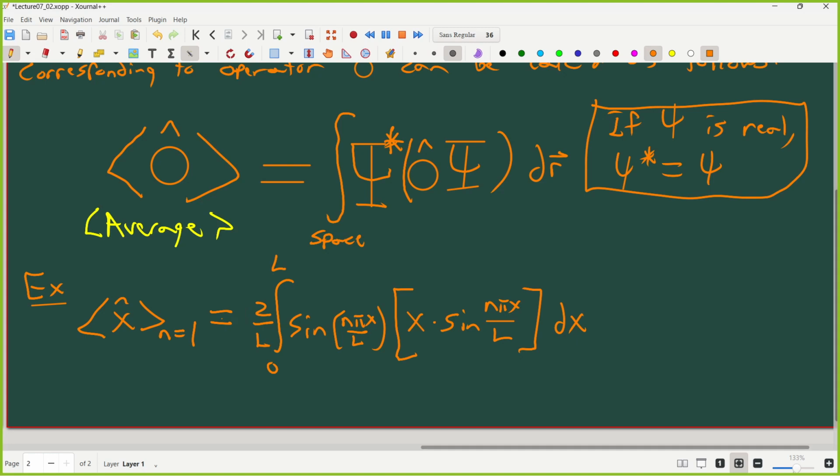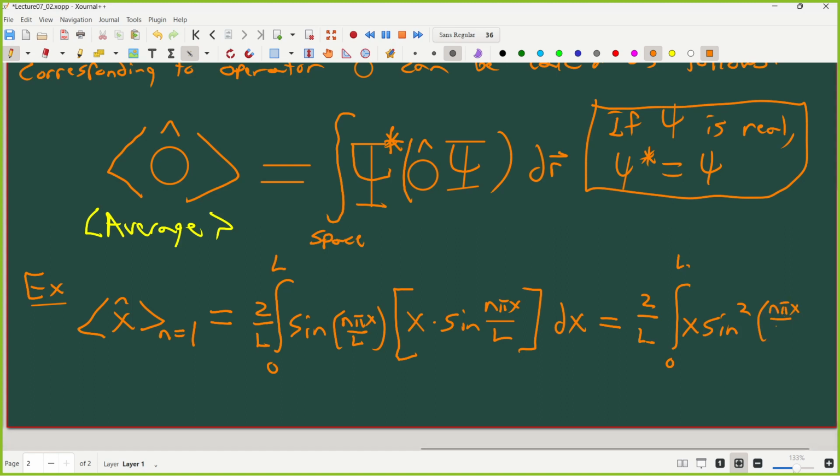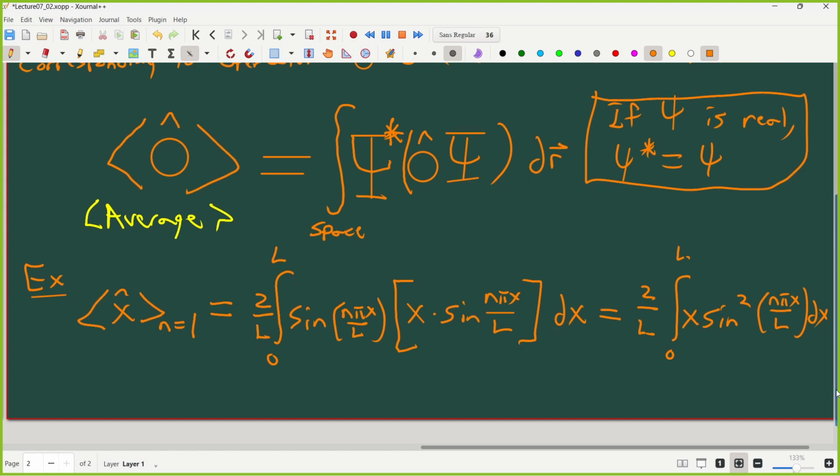The nice thing about this operator is that it's an algebraic variable. We can rearrange this function freely. It doesn't really matter what order we take things in. So we can write this as 2 over L, integral from 0 to L of x sine squared n pi x over L dx. And that's the average. We can evaluate this in just a second. This is the average of our variable.